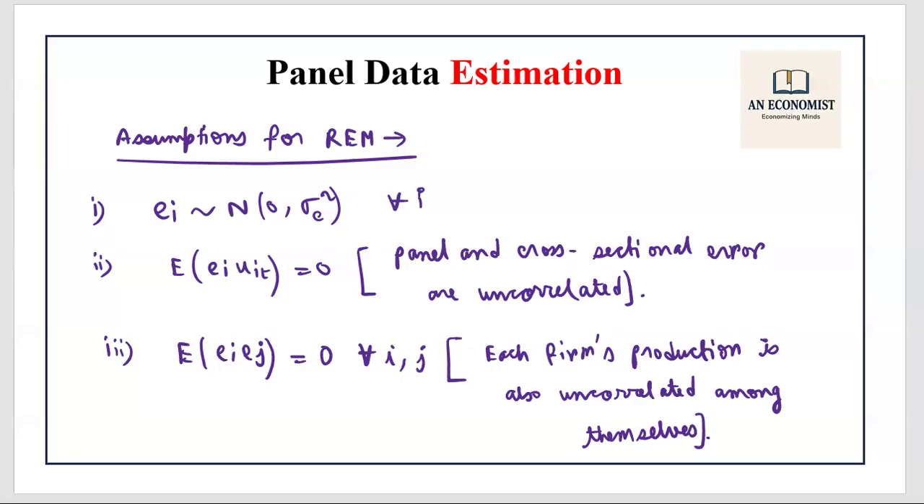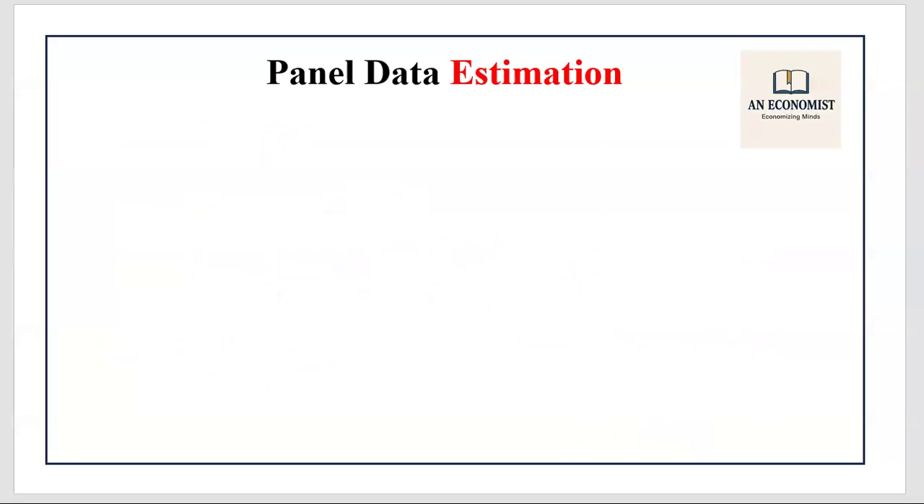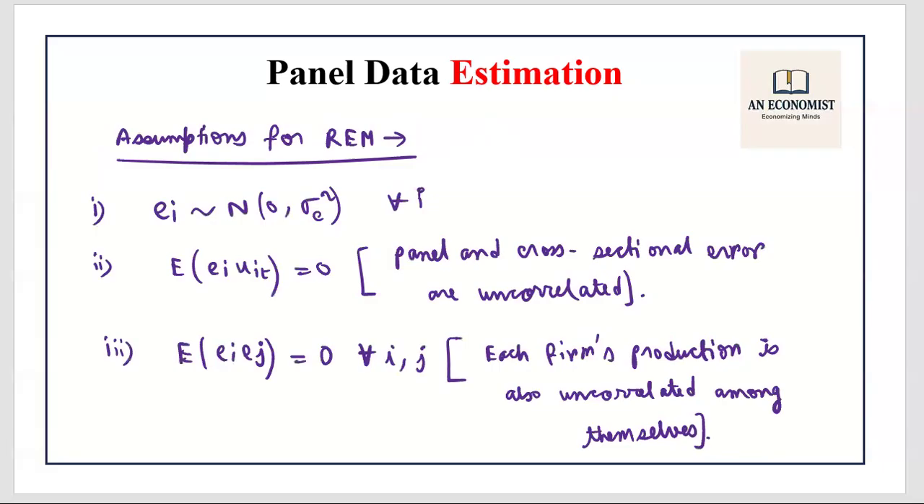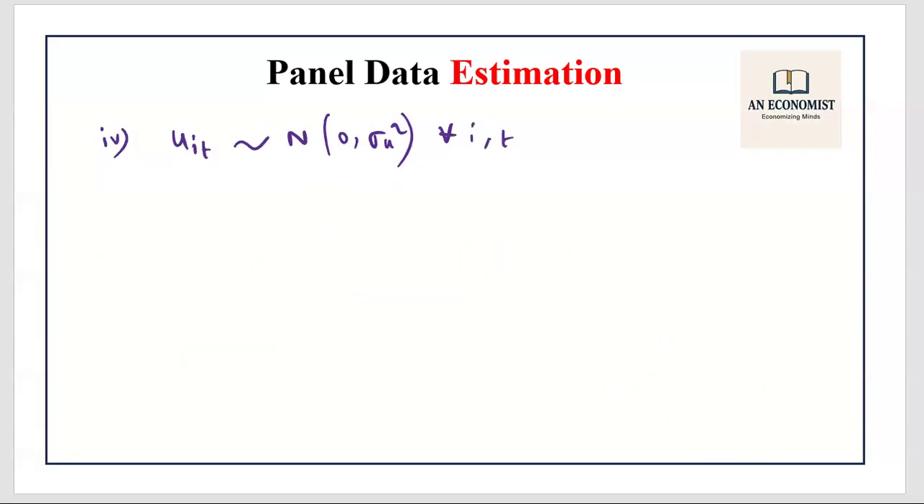Now let us go to the fourth assumption. The fourth assumption says that uit, that is the idiosyncratic error term, will again follow a normal distribution with mean 0 and variance sigma U squared for all i and t. So the cross-sectional error term Ei also follows a normal distribution with a constant variance, and uit, the idiosyncratic or panel error, also follows a normal distribution with mean 0 and the variance sigma U square, which is a constant variance.